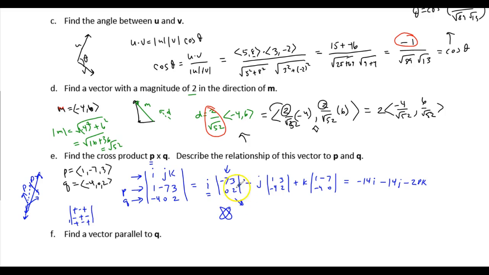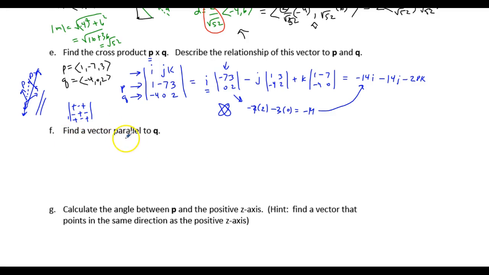So I'll just do this one as an example. It would be negative 7 times 2, which is this diagonal, minus 3 times 0, which is the product of that diagonal. And that's negative 14, and that's why that number is showing up there. And the relationship to vector p and q, like any cross product, is that it's in fact perpendicular to both, kind of like I tried to draw it poorly in this sketch over here.